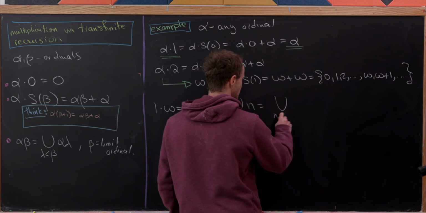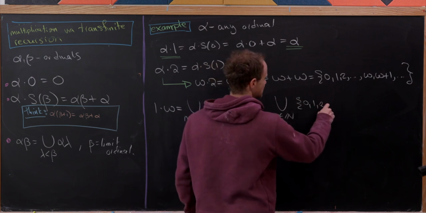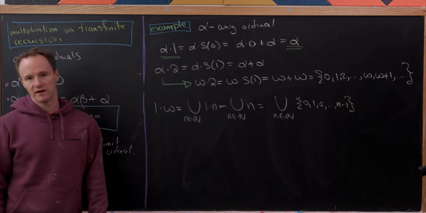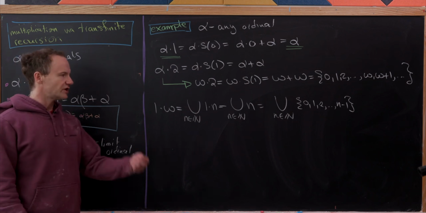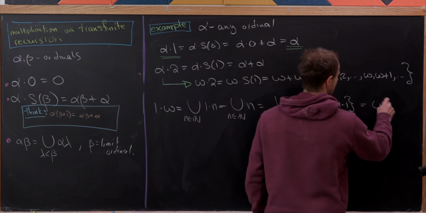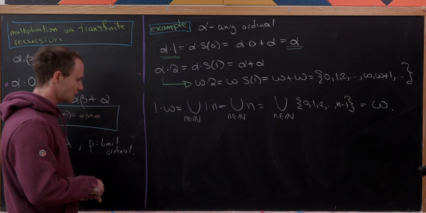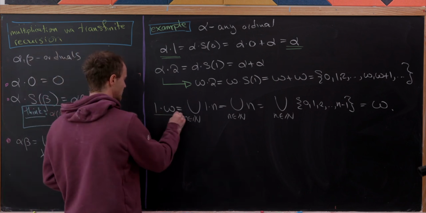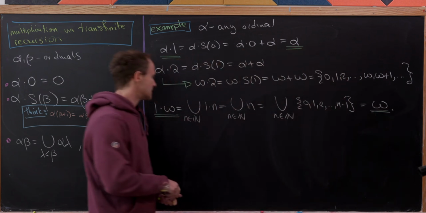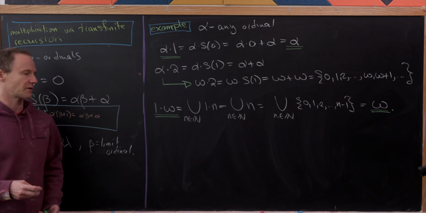So that's going to be the union over all natural numbers of the set containing 0, 1, 2 up to n minus 1, keeping in mind the set definition of n. But now if we union all the sets like that, we're clearly going to get all natural numbers, so we're going to get the set omega. Okay, so that's good. It looks like left multiplication by 1 is also an identity operation. So it looks like the number 1 is a true identity from the left and from the right.